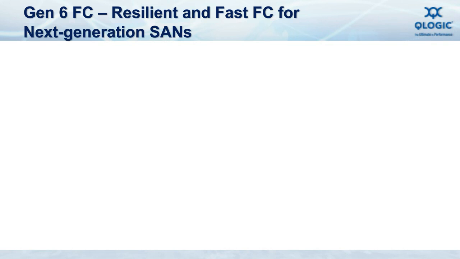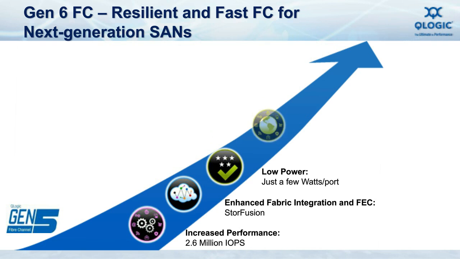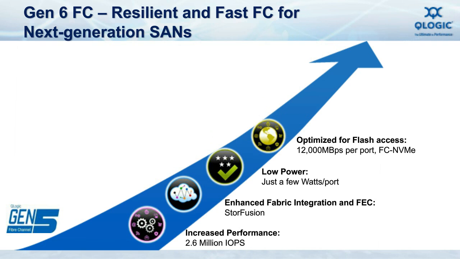So it all started with Gen 5 Fibre Channel and an enhanced Gen 5 Fibre Channel technologies from QLogic, which is 16 gigabit Fibre Channel. We took all of that technology, which delivers 2.6 million IOPS or 2.6 million transactions per second.